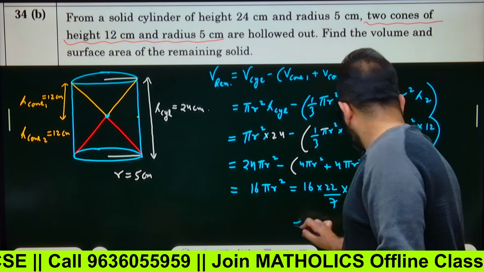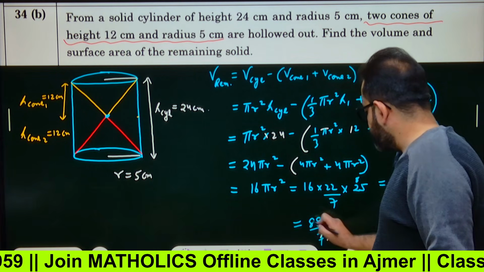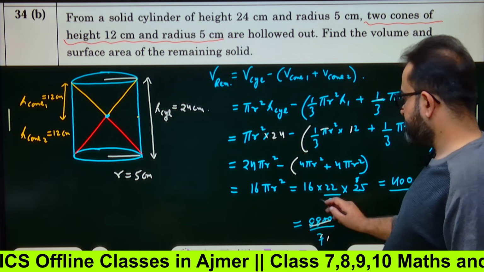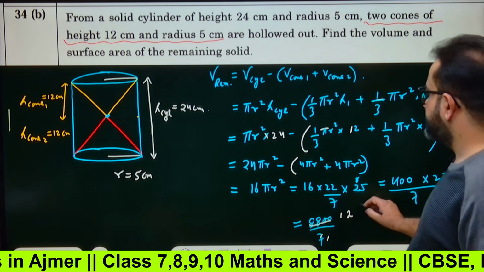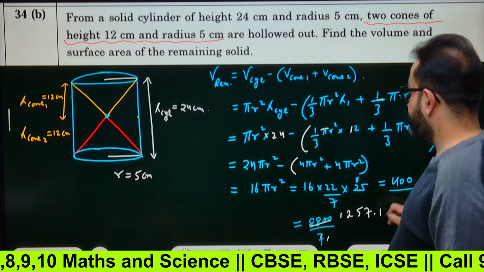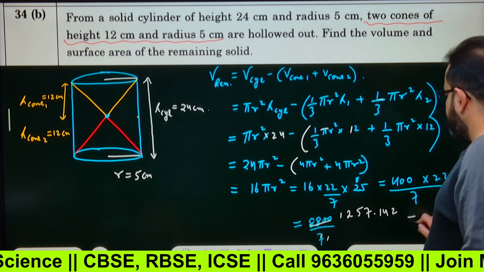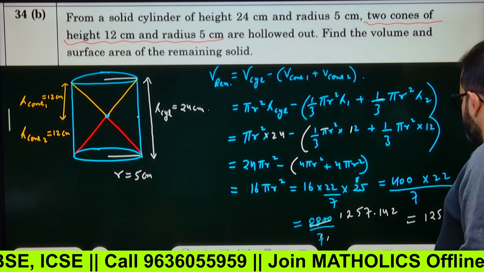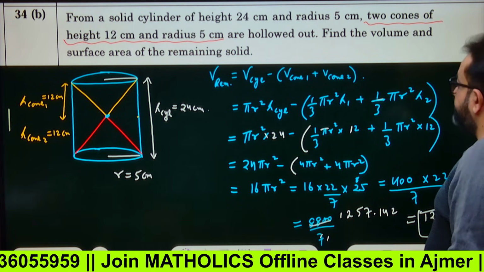Now 400 into 22, 8800 upon 7. When you cut this thing, 7 ones are 7, 7 twos are 14, 7 fives are 35, 7 sevens are 49, 7 fours are 28. So this is 1257.14 centimeter square. Copy this one. Then we'll be doing part number 2.